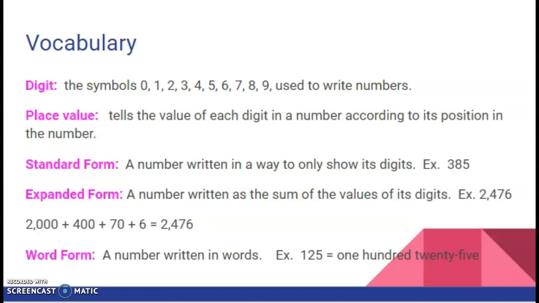The next one's going to be standard form. And when we start talking about these, you're going to remember these from second grade. We're just going to make the numbers just a little bit larger. So standard form means a number written in a way to only show the digits.